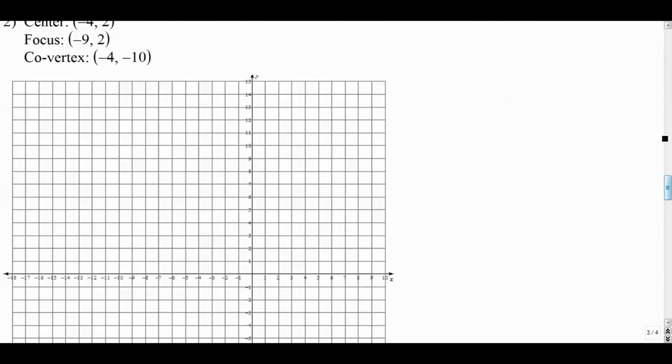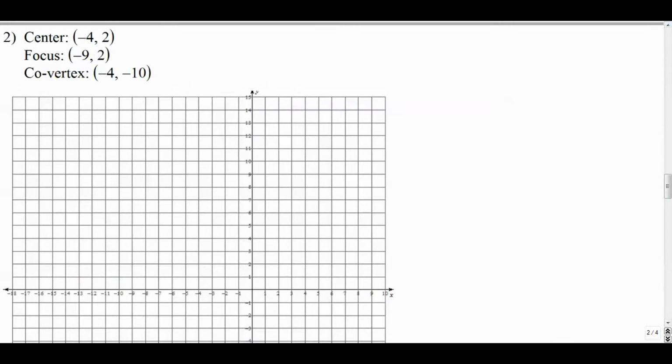Alright, number 2. Hopefully you tried it and you're ready to go. Let's put the center in here, negative 4, 2. That's our center. Negative 9, 2 is one of our foci. So that distance is 5: 1, 2, 3, 4, 5. So I'm going to go 5 over in this direction as well.